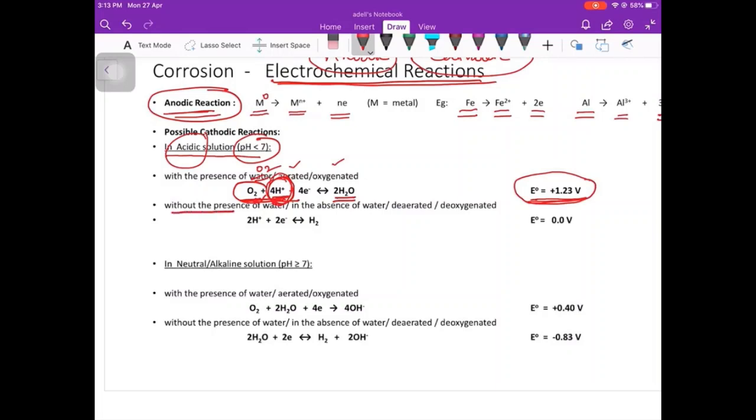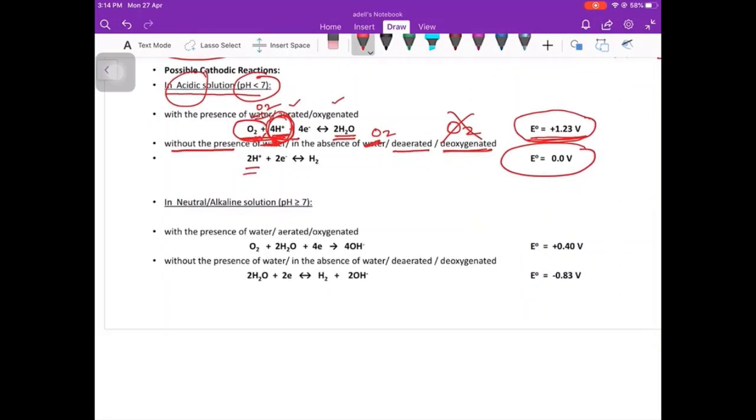If the condition is without oxygen, also known as the absence of oxygen, a term also used is deaerated or deoxygenated. It means there is no oxygen. And the solution is acidic. You must use this half cell reaction at 0 volt.